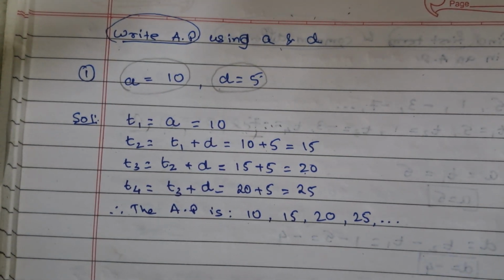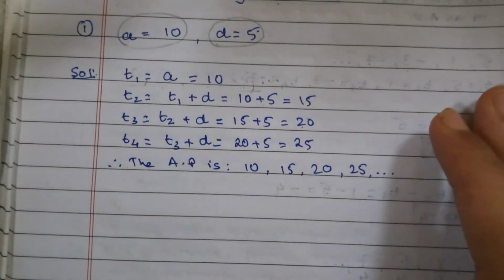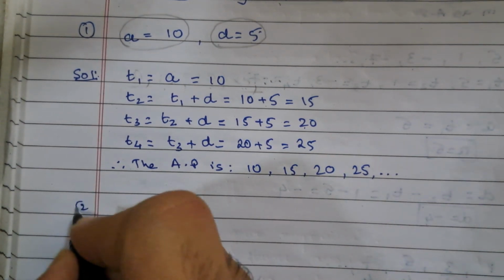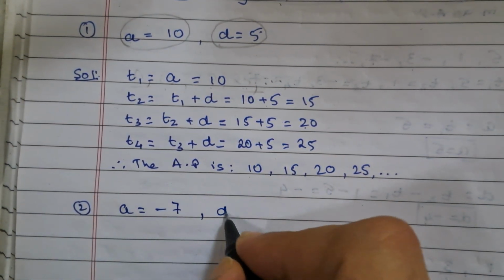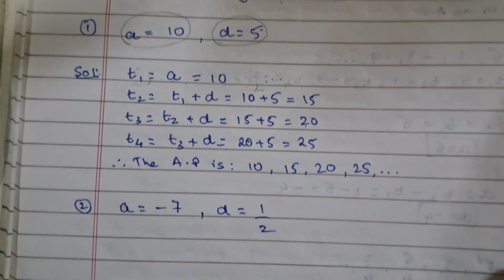Simple as that. So let's take another example. Let's play around with a fraction this time. So I have an A which is minus 7 and I have a D which is 1 upon 2. Let's see how to handle this now.